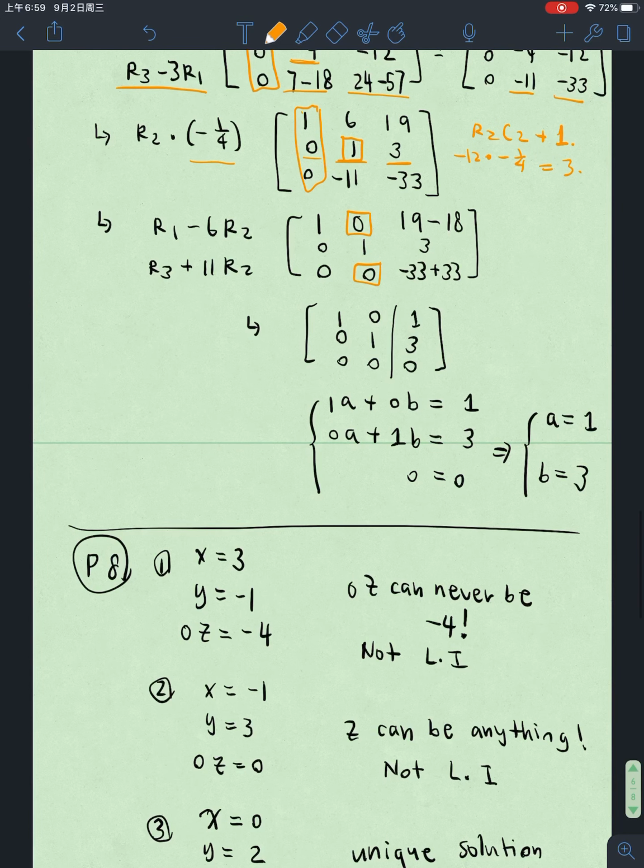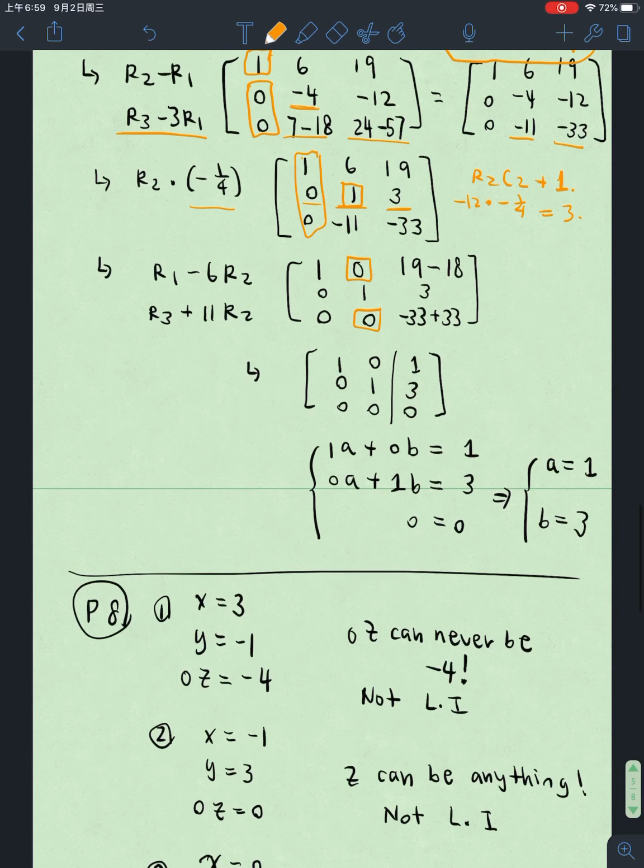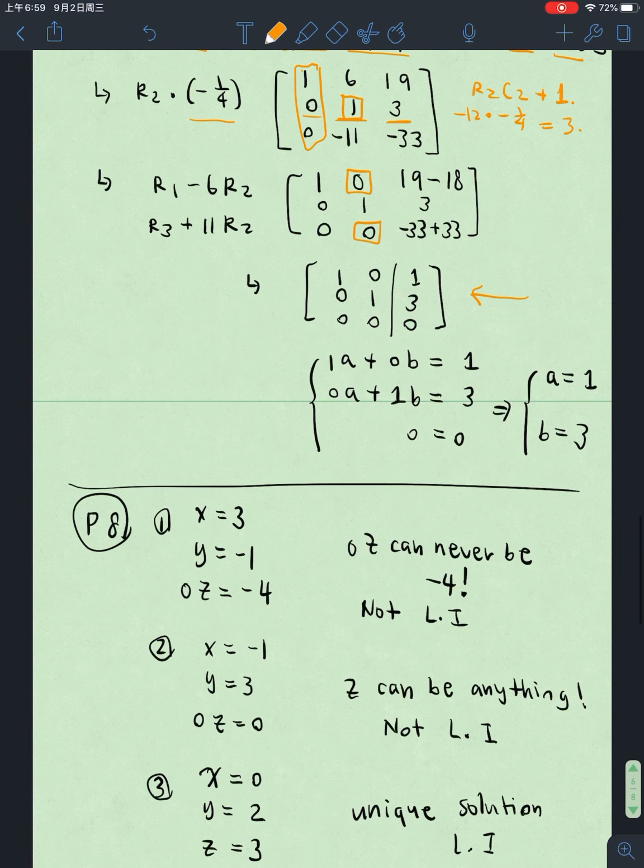Okay, and to make this 2, 0, we do the row replacement again. So row 1 minus 6 row 2, and row 3 plus 11 row 2, to calculate that. And finally, you have the star EF form, and we rewrite it as 1a plus 0b equals 1, and 0a plus 1b equals 3, and 0 equals 0.